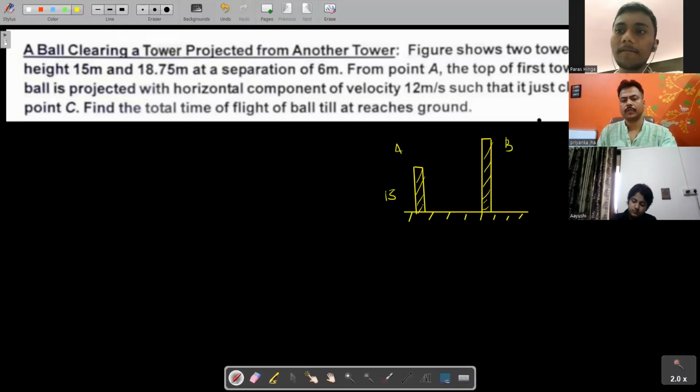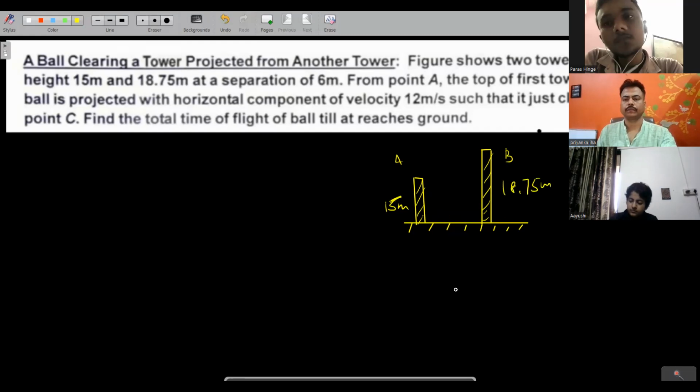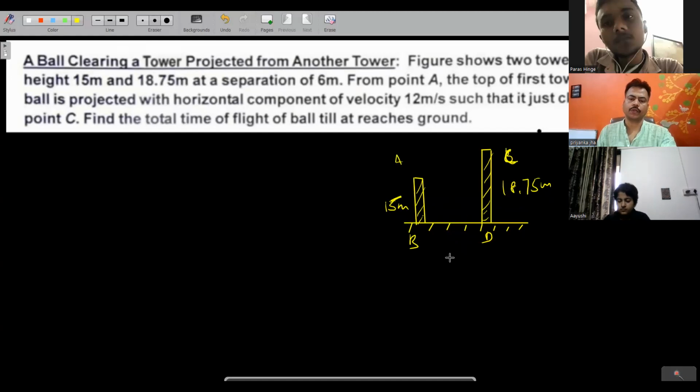The height of this tower is 15 meters and the height of this tower is 18.75 meters. This is 15 meters, 15. This is, suppose, C. A, B, C, D. Now solve this.